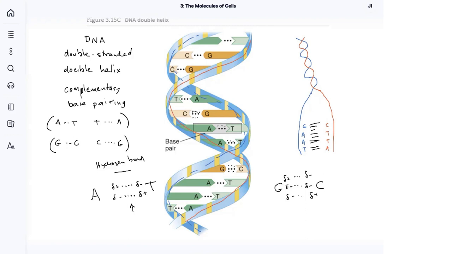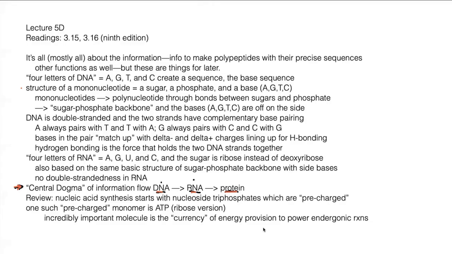Okay, so let me go back to my outline, see how we're doing as far as my covering of everything we need to cover, right? So now it's all about the sequence, all about the information. We will be talking about other functions of polynucleotides later on. 4 letters of DNA create a base sequence. Sugar, phosphate, and a base. Mononucleotides become polynucleotides through bonds between sugar and phosphate, which give us a sugar-phosphate backbone, and the bases A, G, T, and C are hanging off of the side.